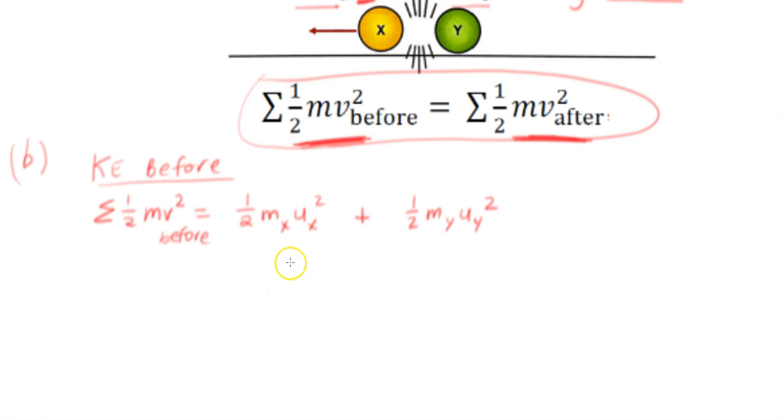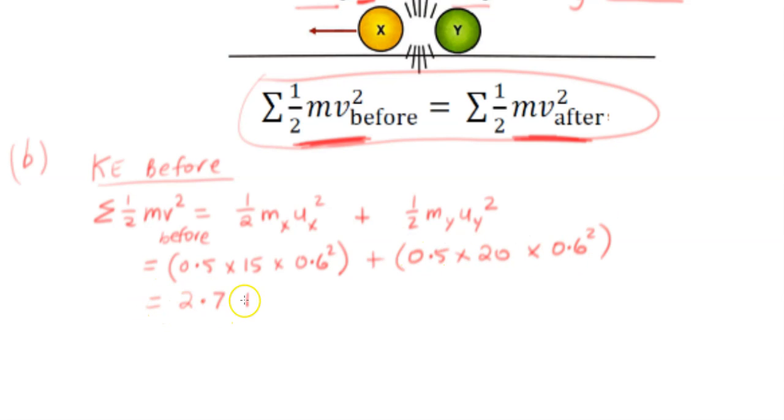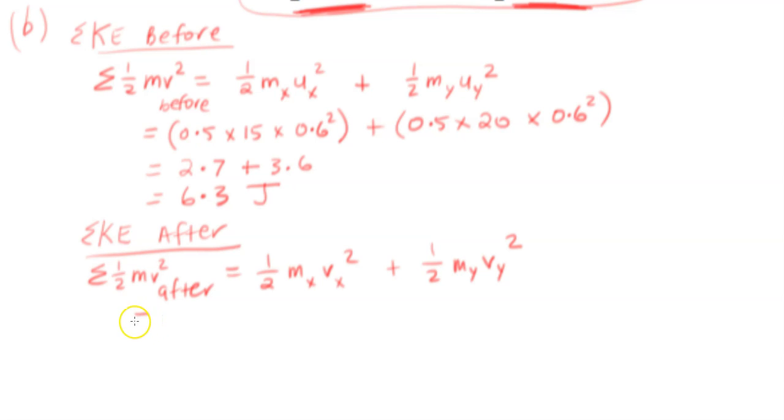Okay, so I'm going to substitute in my values. And then solve. Okay, now I'll do the kinetic energy afterwards. And I know from the previous question that the velocity of Y afterwards was 0.075.